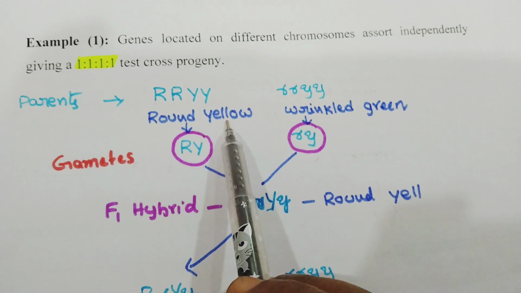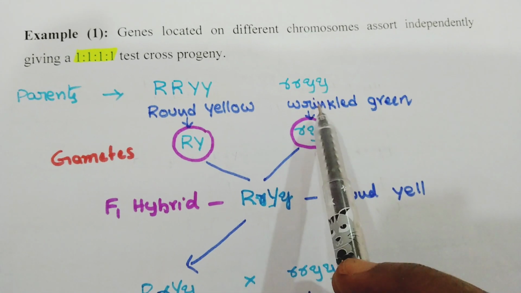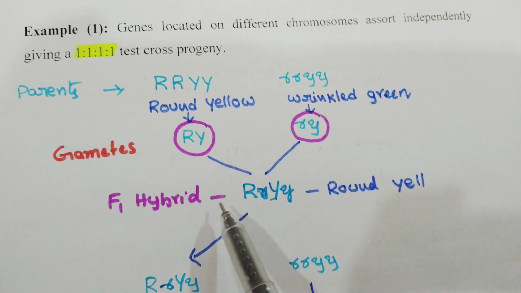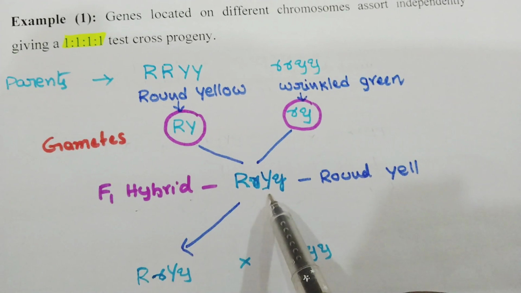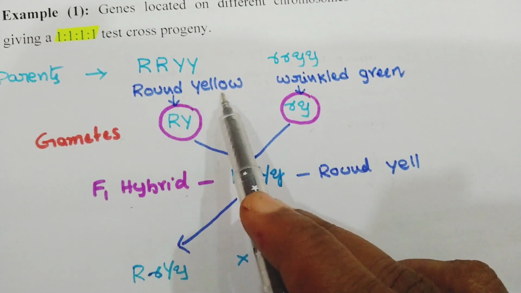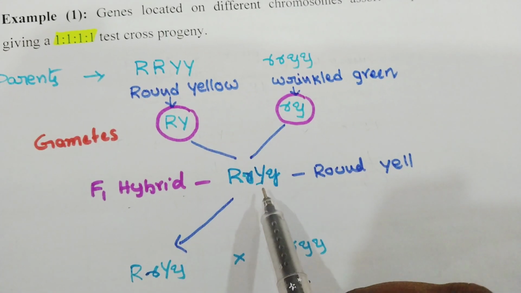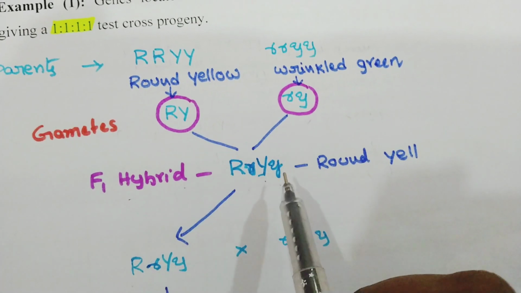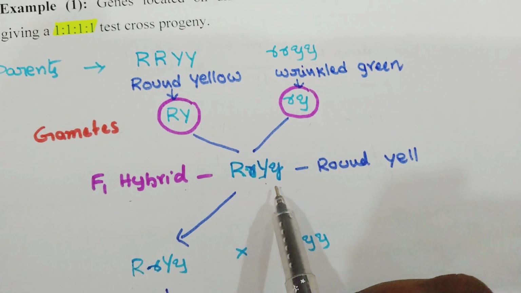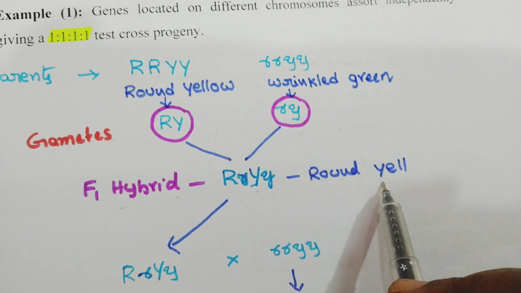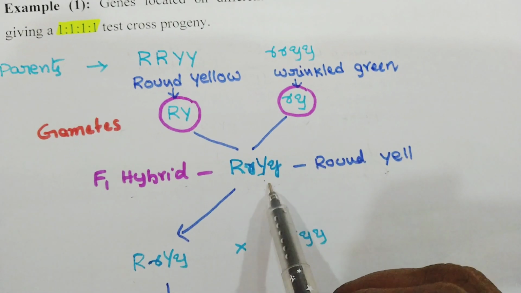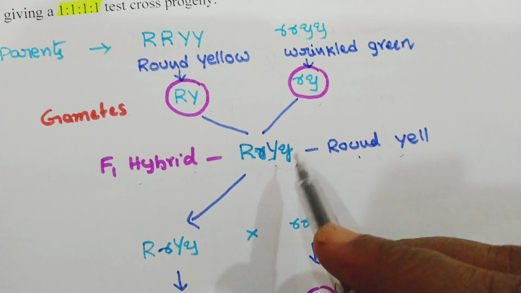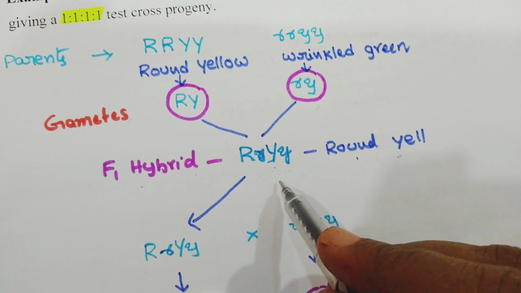For this I have drawn a classical example of a dihybrid cross, that is, round shape yellow colored seeds crossed with wrinkled shape green colored seeds. Then we get the F1 hybrid, which has dominant characters. Why? Because the recessive character is suppressed in the F1 generation, and only the dominant character appears. So round yellow seeds were obtained in the F1 generation. Generally Mendel selfed them to get the F2 progeny.